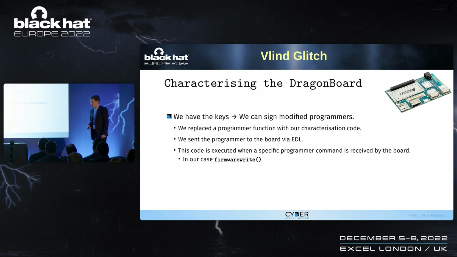So we activate the secure boot. Once we have the keys, this step is fairly easy. We can build our own programmer. We are going to see in a minute what we did to characterize this board. With the keys that we activated secure boot with, we can sign the programmer and load it in the board. In this case, we modified a function called firmware write. Firmware write is used in the programmer, but it's only invoked when you send that command via the USB. So it's untouched, and we can use it whenever we want.